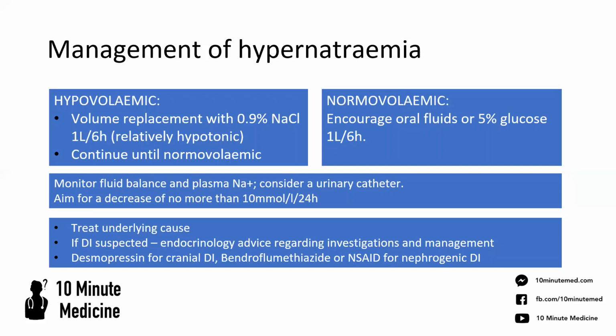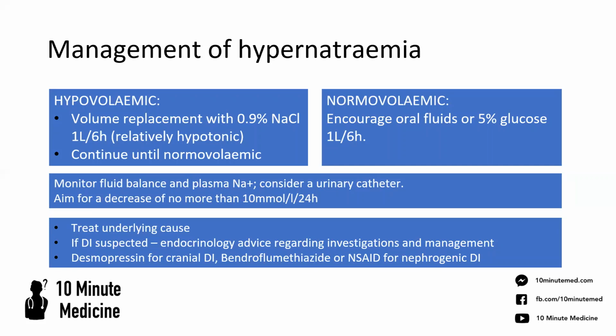In a patient who is normovolemic and hypernatremic, you can either encourage the patient to have oral fluids, or if they are unable to do so, you can give them 5% glucose infusions with 1 litre over 6 hours. It's important to continue to monitor the patient's fluid balance and plasma sodium, and to help with this, consider inserting a urinary catheter. We should aim for no more than a decrease of 10 millimoles per litre in the 24-hour period.